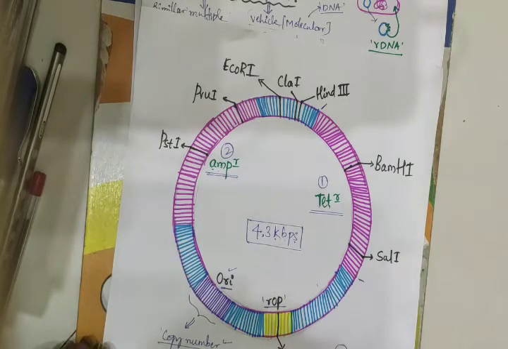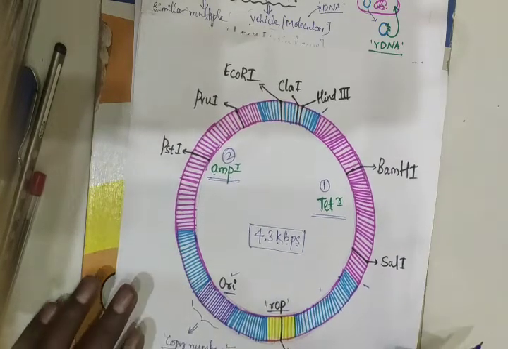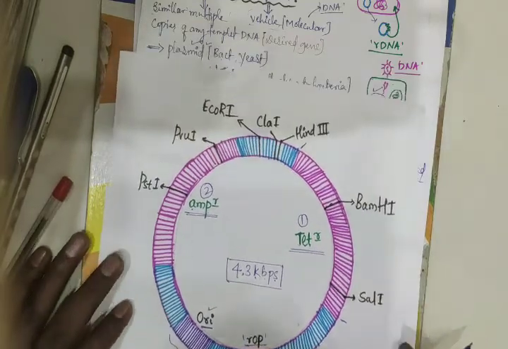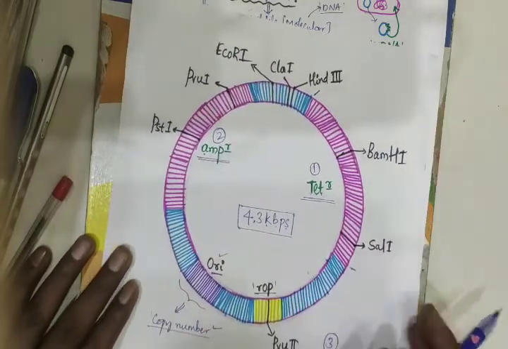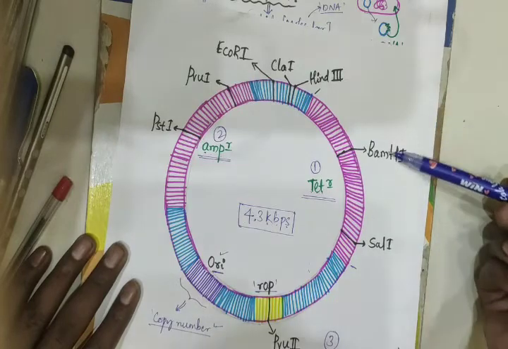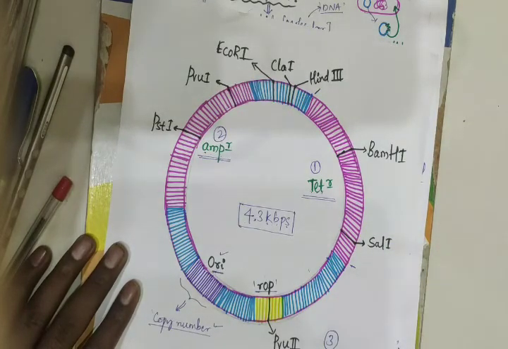So here these two antibiotic resistant genes are acting in the cloning vector, right? The next one here, the major part. Here on the vector we are going to see some marks.